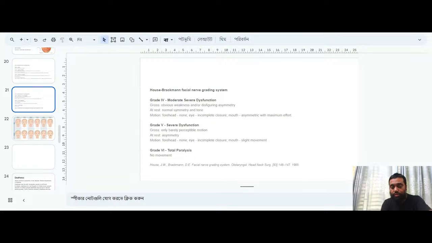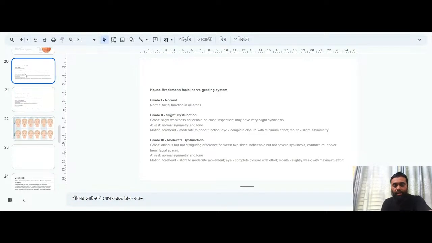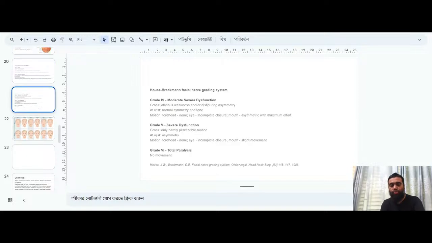And there is incomplete eye closure in grade 4. Here in grade 3, you can see that there is complete eye closure with maximum effort. In grade 3, the eye can be closed with effort, but in grade 4, there is no complete closure of the eye. So first, the forehead, there is no movement; there is incomplete closure of the eye; and finally the angle of the mouth, there is asymmetry with maximum effort. There is asymmetry during the motion.